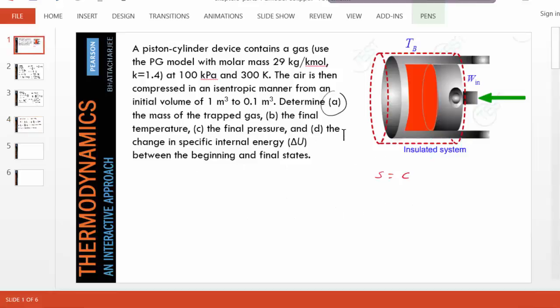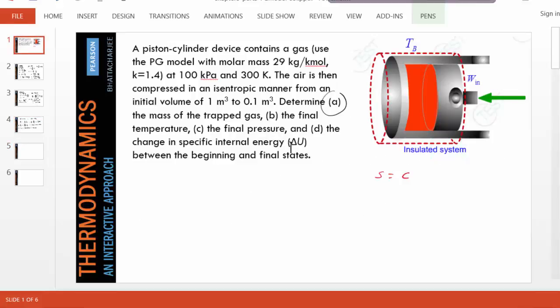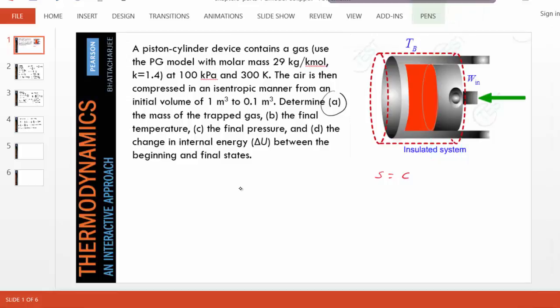And the final question is find the specific internal change in delta U. Well, delta capital U. So it should not be specific. That's wrong. We should call it internal energy, the total internal energy. Specific will be small u. So with this correction, let's proceed. What we want to find is delta U, which is U2 minus U1, and mass doesn't change, so it's mass times Cv times T2 minus T1.